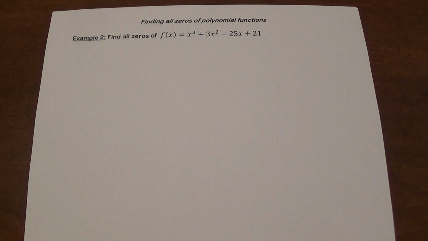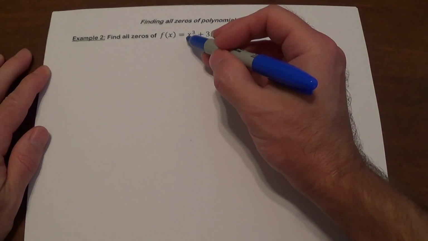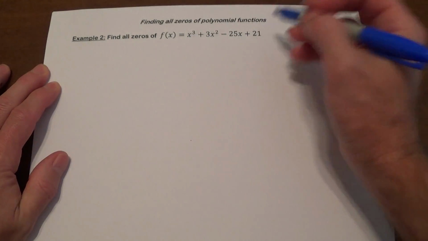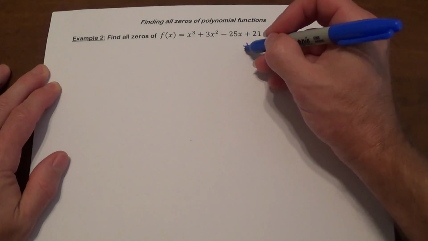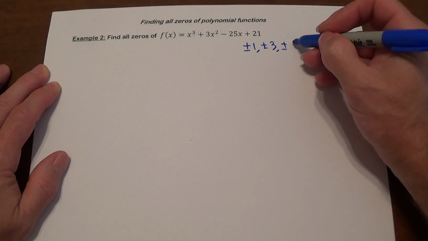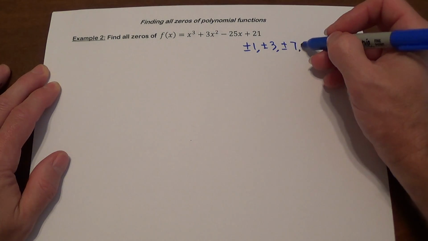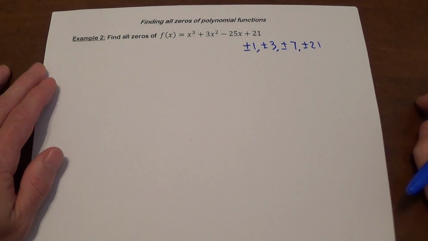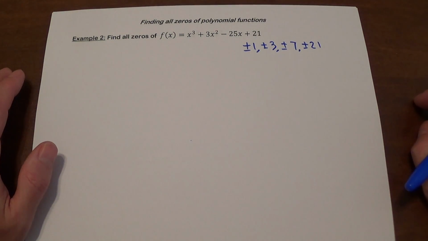Let's take a look at our next example. So we have this cubic equation, cubic function. We need to find all the zeros. We are going to list all factors of 21. The leading coefficient is 1, so we're just looking at 21. So plus minus 1, plus minus 3, plus minus 7, and plus minus 21. So not too many numbers. We're going to have to try them.